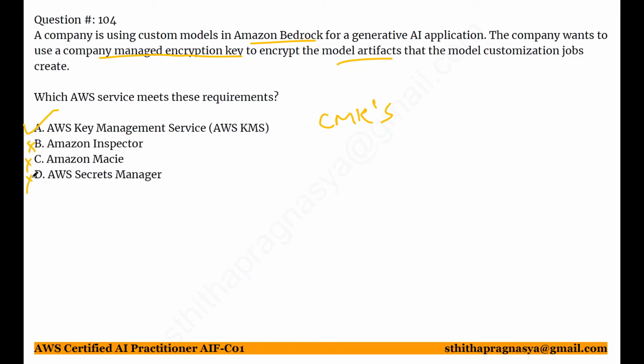Well, Inspector is a security assessment service that identifies vulnerabilities in AWS workloads, and Macie is a data security service that uses machine learning to detect sensitive data, such as PII data like personally identifiable information in S3 buckets. And finally, Secrets Manager is used to securely store and retrieve secrets such as API keys and database credentials. That's why they are not the right answer. KMS is the right answer.